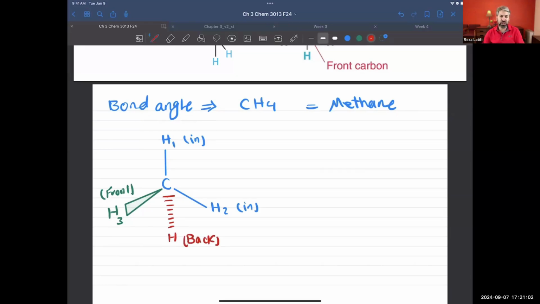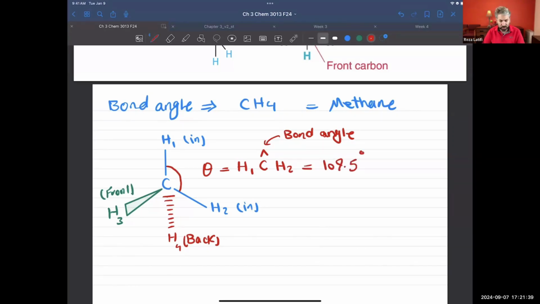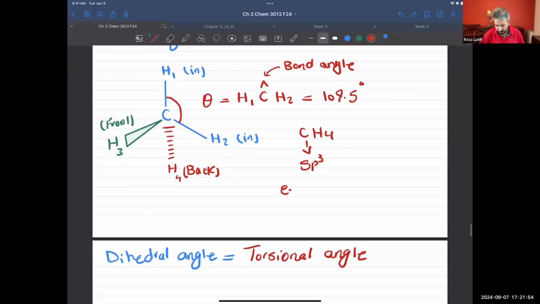The angle between three atoms, we call it bond angle. So I'm going to highlight this. Theta is equal to the angle between H number 1, carbon, and I put this sign on top of it to say this is a bond angle. And then I need one more atom. I can pick any atom, and I'm going to go with number 2. The bond angle between hydrogen number 1, carbon, hydrogen number 2 is supposed to be equal to 109.5 degrees. Why? Because you're dealing with a carbon that has sp3 hybridization, and the molecular and electron geometries are going to be tetrahedral.